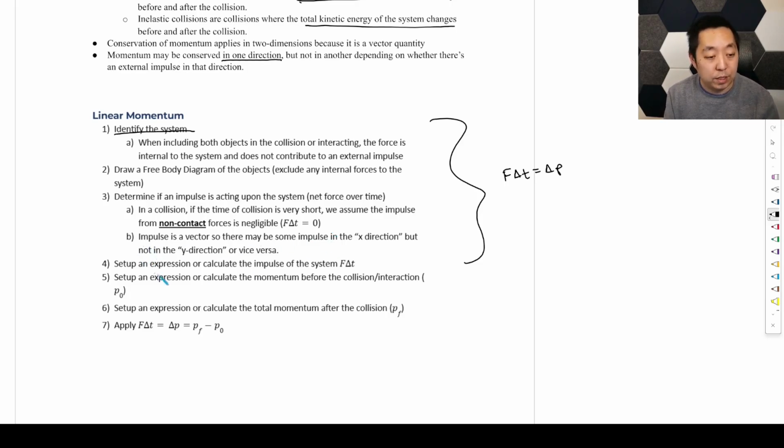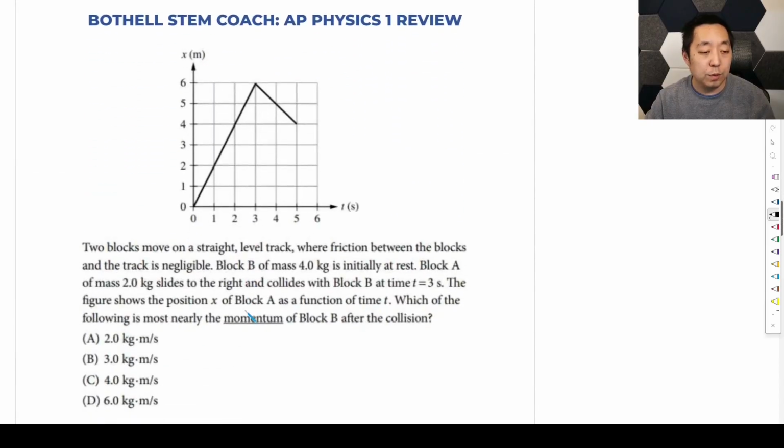Remember, impulse is a vector. We set up an expression or calculate the impulse. We set up an expression for the initial momentum, the final momentum, and then we apply impulse as the change in momentum. And remember, if the impulse is 0, then that means the final and the initial momentum are going to be equal to each other. So let's go through a few problems here.